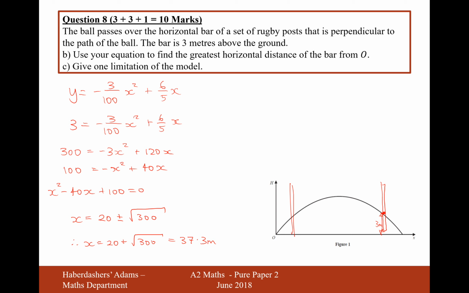Give one limitation of the model. Well, there could be wind resistance, the ground might not be horizontal, the ball needs to be kicked from the ground, the ball is modelled as a particle, lots of different limitations for this model, so we'll pick one. Let's say that it doesn't take account of air resistance, or wind direction. Okay, so there we are. That's the answer to question 8. That's 7 marks.